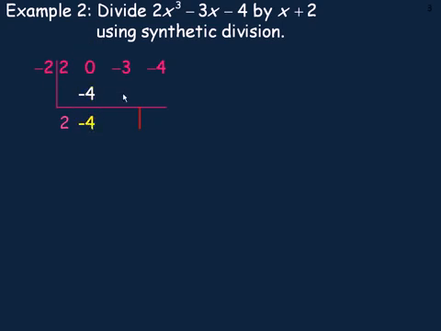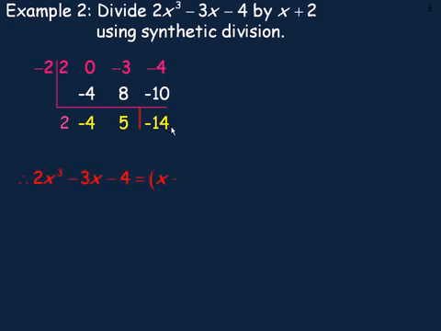Negative 4 times negative 2 is 8, so we put an 8 here and add it to the negative 3 to get 5. And 5 times negative 2 is negative 10. Negative 4 and negative 10 add to negative 14. We didn't get a remainder of 0 in this one.